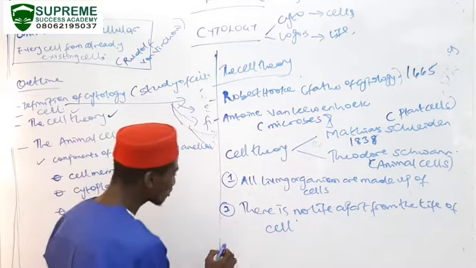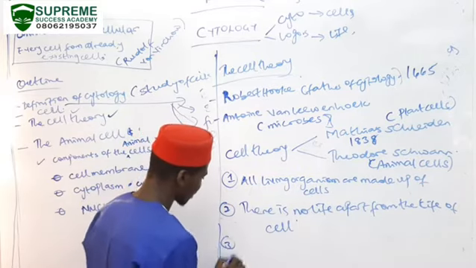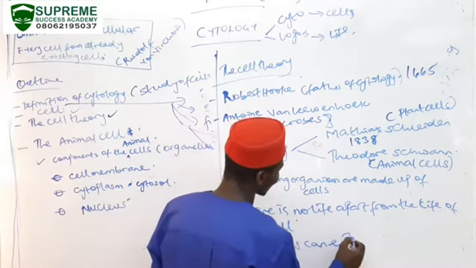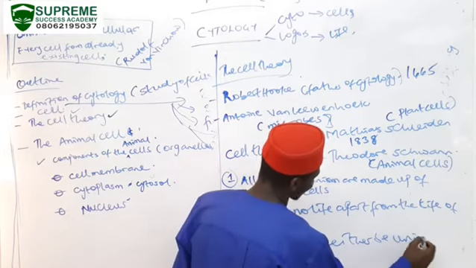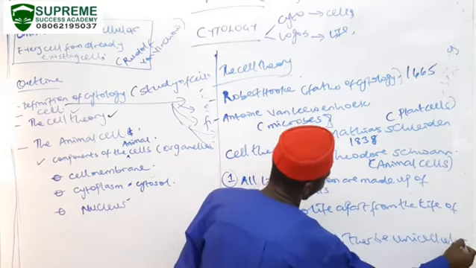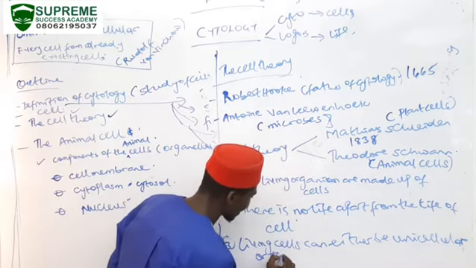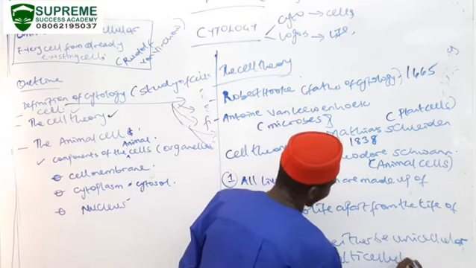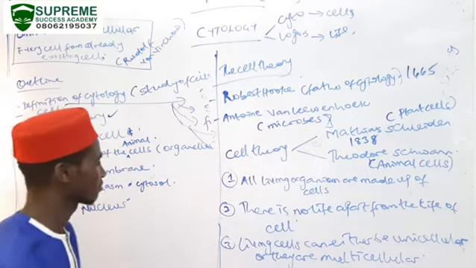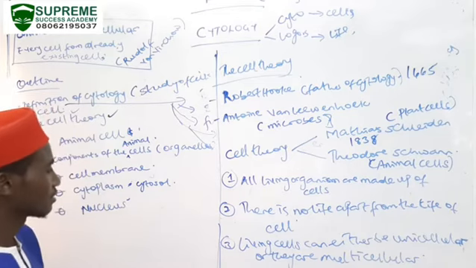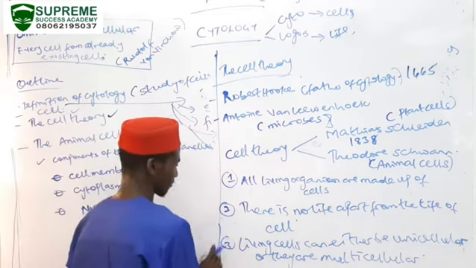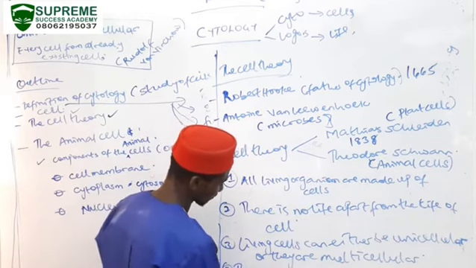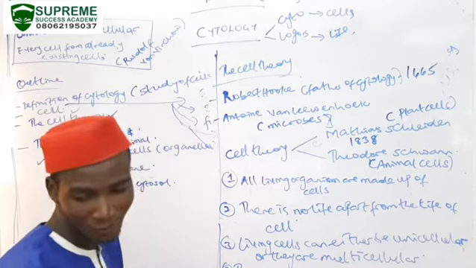Then, they also said living cells can either be unicellular, that is, they are made up of a single cell, or they are multicellular. That means they are made up of many cells.